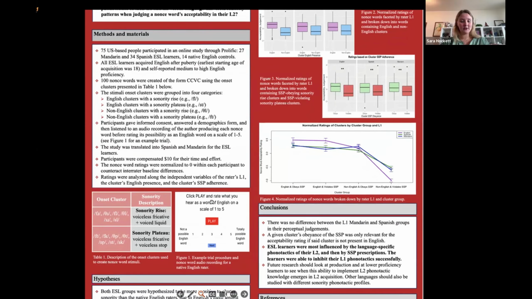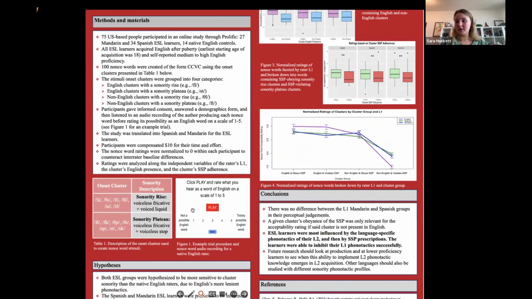And let's see. So I created 100 nonce words, all of the form consonant, consonant, vowel, consonant. And then they all started with an onset cluster. I've given that here in table 1, the different clusters I looked at. They either had a sonority rise, so a fricative followed by a liquid, like an R, or a sonority plateau, like a fricative like S followed by a voiceless stop like P. And then this is an example trial where you play it. You hear me producing something like scad, and then you rate it on a scale of 1 to 5 of how good of an English word this would be.